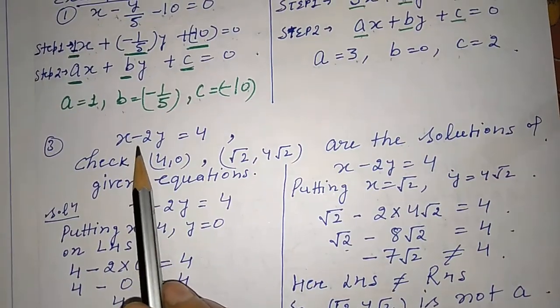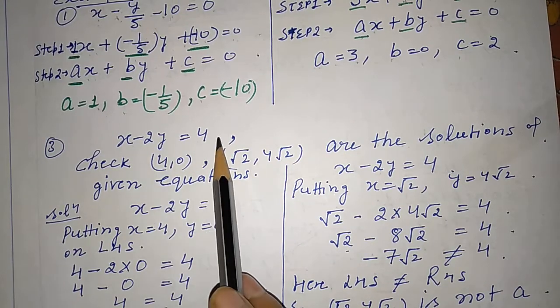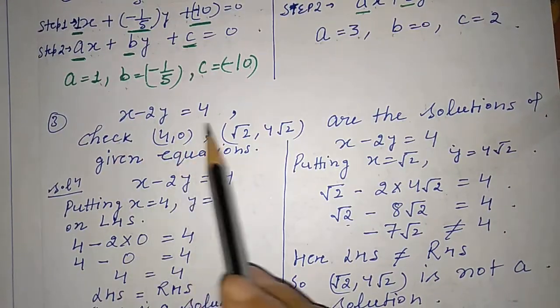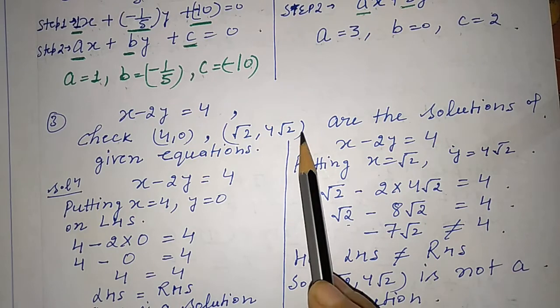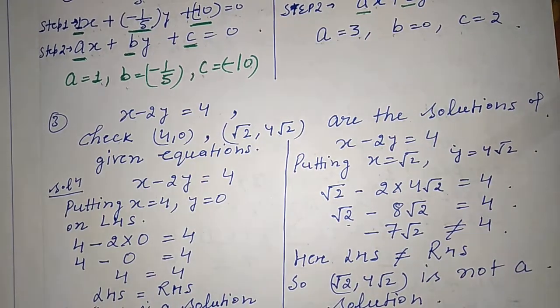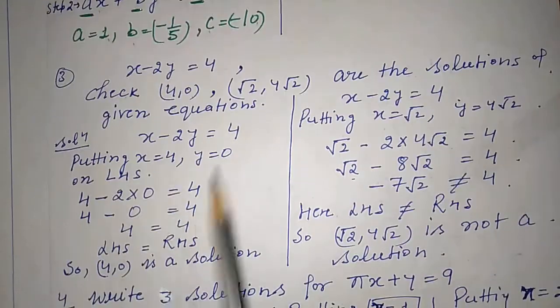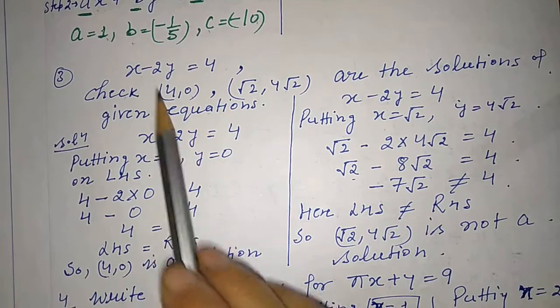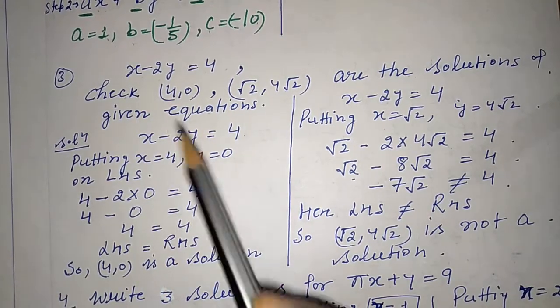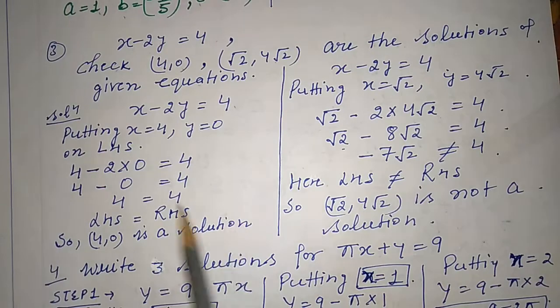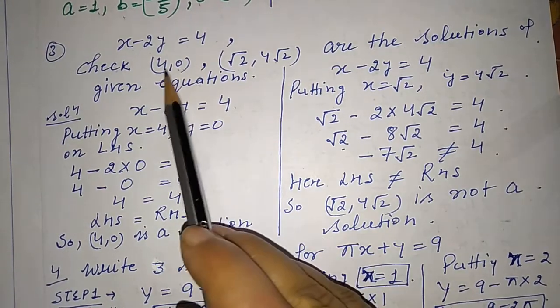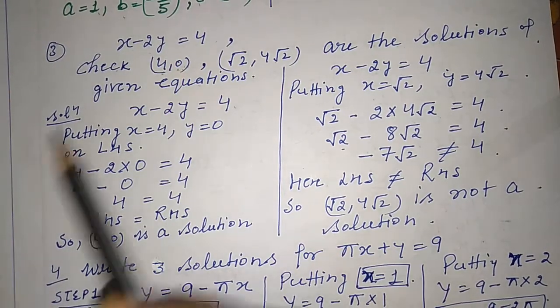Now the second question is there: x minus 2y is equal to 4. We have to check whether (4, 0) and (root 2, 4 root 2) are solutions of the given equation. We know the process: we put the given values on the left hand side and compare with the right hand side. If both are equal, then the given ordered pair is a solution of the equation.